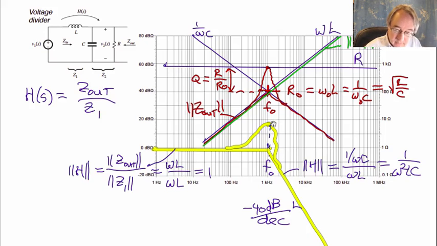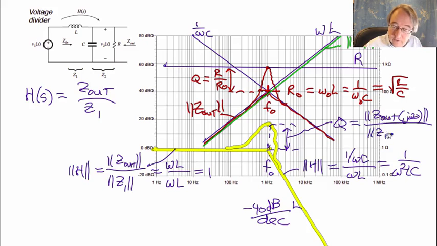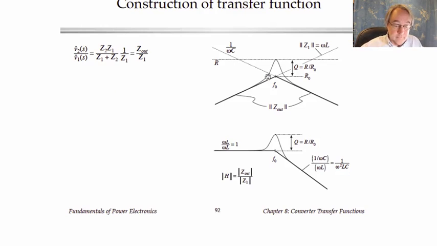So I'll label that distance. So Q is Z out of jω0 divided by Z1 of jω0, which is, again, R over R0. So graphically we can get everything we need simply by taking the ratios of the impedances. Okay, again, all of those quantities are listed here on the next slide.